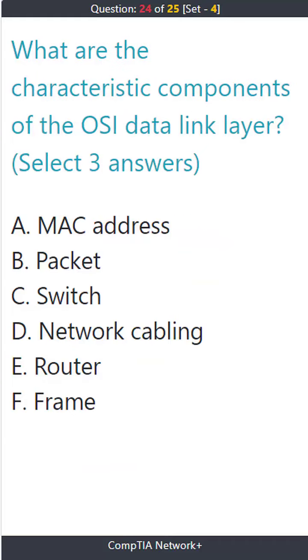Question 24. What are the characteristic components of the OSI data link layer? Select 3 answers. A. MAC address. B. Packet. C. Switch. D. Network cabling. E. Router. F. Frame.